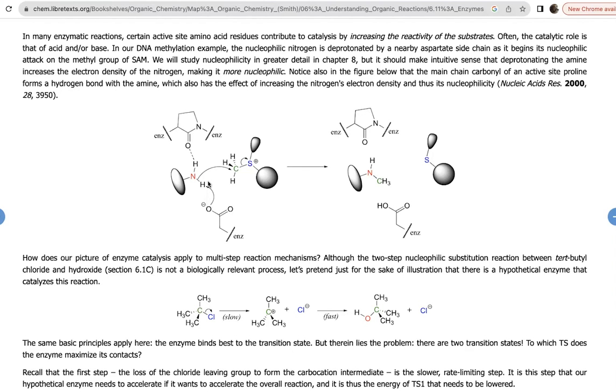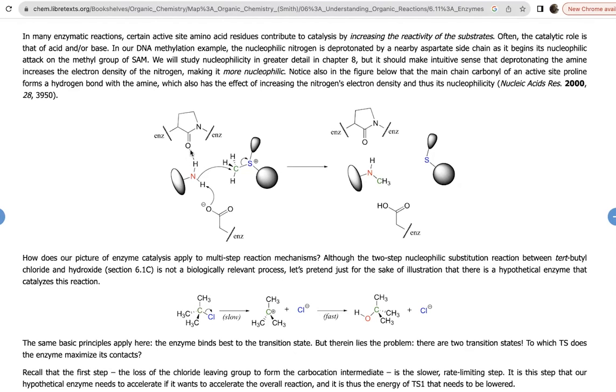So this aspartate can steal a proton from this amine group, make it negatively charged and more nucleophilic. But making it negatively charged is not going to be very favorable. That's going to have a high activation barrier. But by forming a hydrogen bond on this side, now you're able to lower the energy of that awkward transition state. And therefore, you're going to make it easier for this to happen.